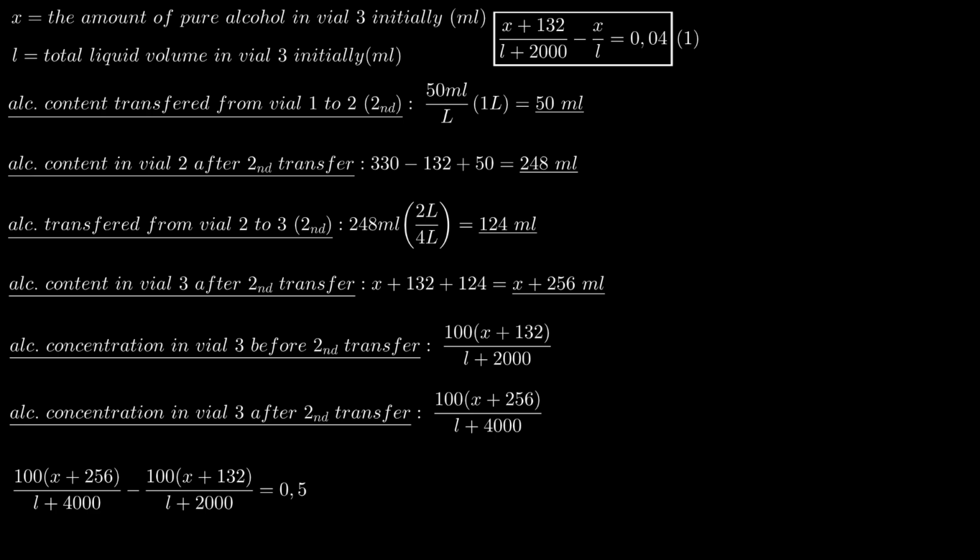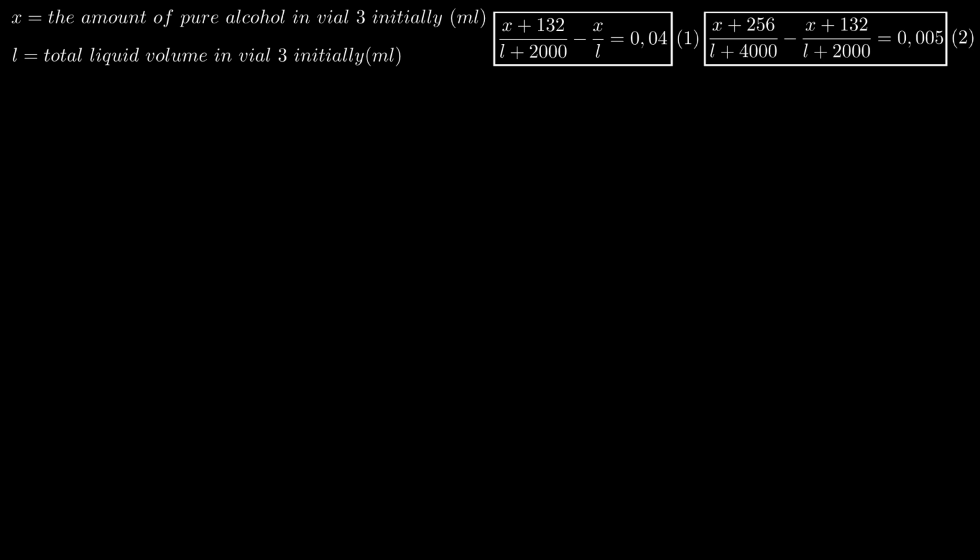And again, we divide both sides by 100 for convenience. We get (X + 256) over (L + 4,000) minus (X + 132) over (L + 2,000) equals 0.005. And this is our second equation. And we solve for X in the first equation.